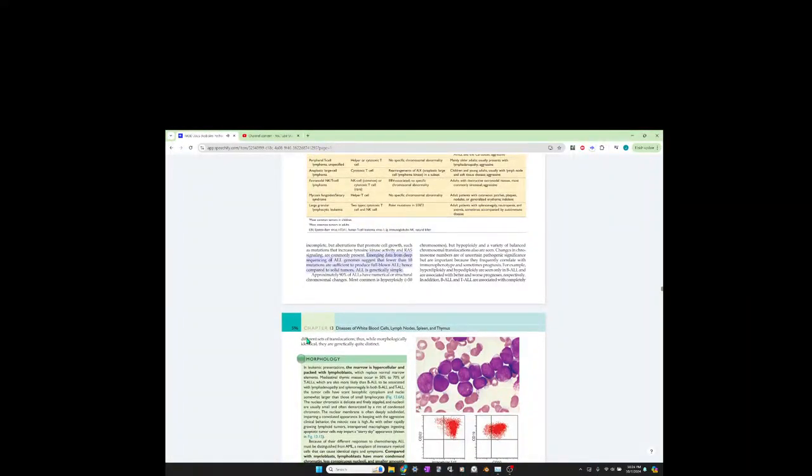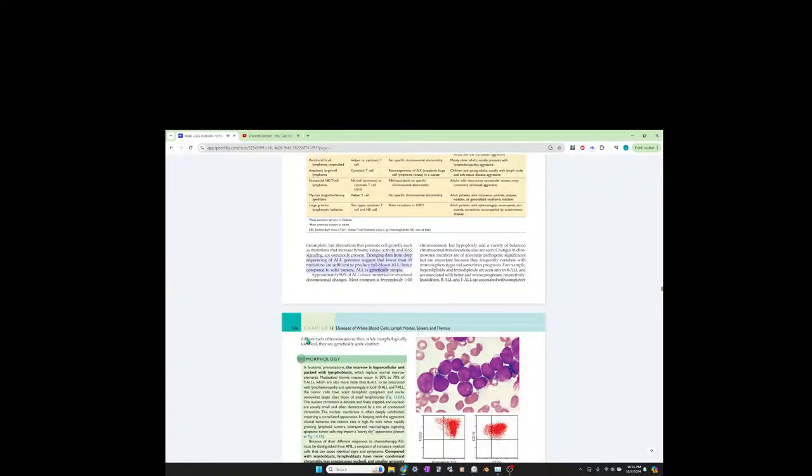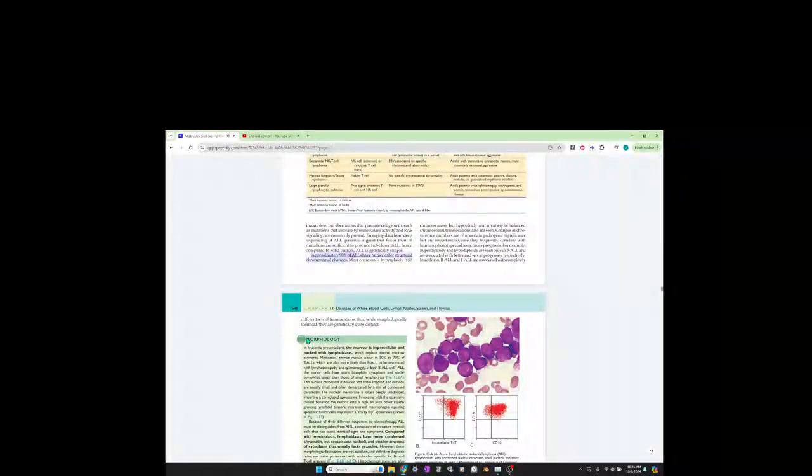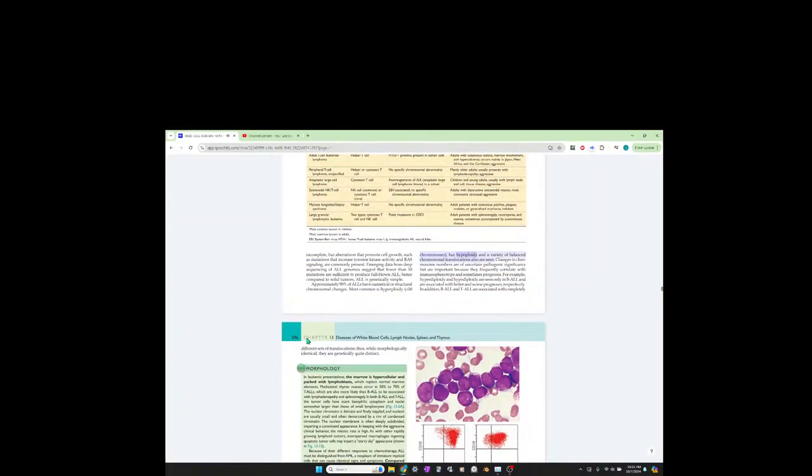Incomplete, but aberrations that promote cell growth, such as mutations that increase tyrosine kinase activity and RAS signaling, are commonly present. Emerging data from deep sequencing of ALL genomes suggest that fewer than 10 mutations are sufficient to produce full-blown ALL; hence, compared to solid tumors, ALL is genetically simple. Approximately 90% of ALLs have numerical or structural chromosomal changes. Most common is hyperploidy, greater than 50 chromosomes, but hypoploidy and a variety of balanced chromosomal translocations also are seen.